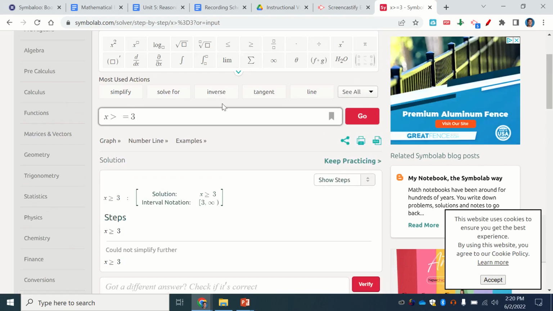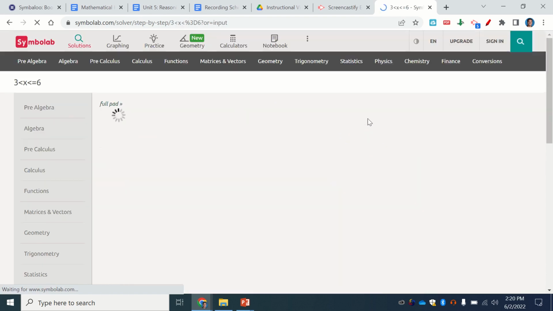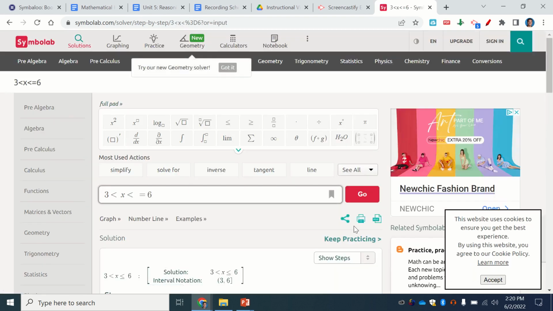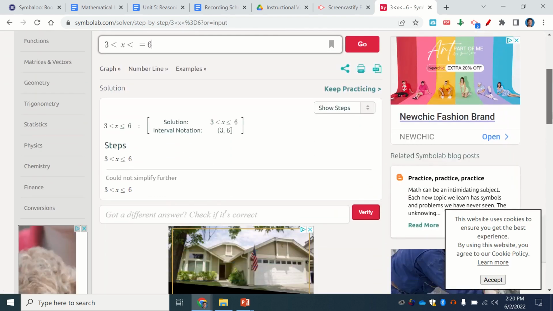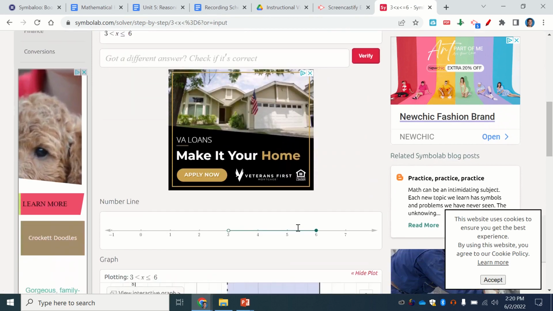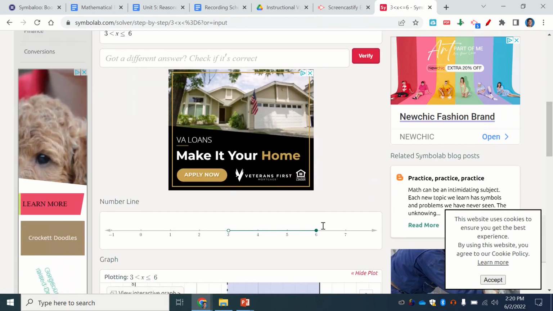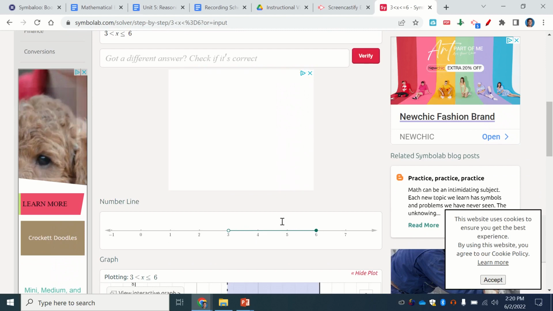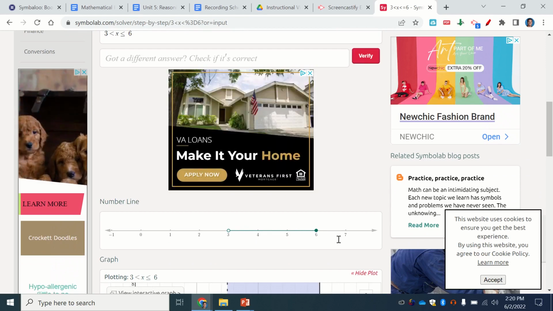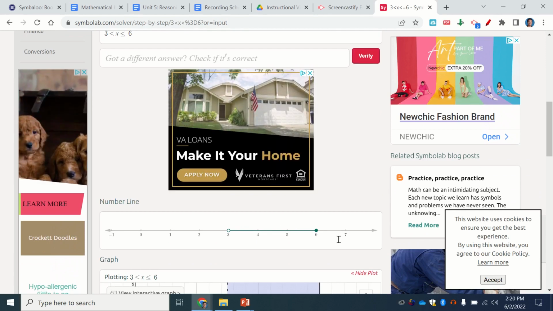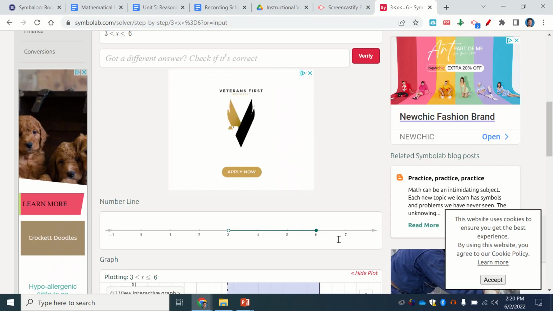Now we could do this in a number of ways. We could also do a compound inequality. So let's say it was 3 is less than x is less than or equal to 6. We go ahead and click go. It pops up with our solution here. If we scroll down to the number line, now we have an open circle at 3 and a closed circle at 6 and shaded between. So this is how you can use Symbolab to check your work when plotting inequalities on the real number line.